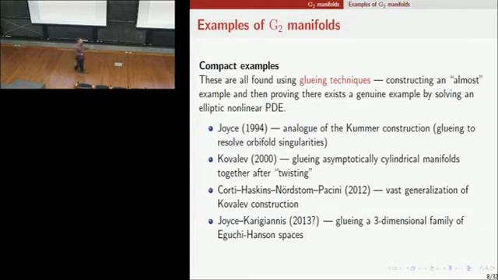So this is another gluing construction. It's a different flavor from the, well, it's still a gluing construction. It's a different flavor from the second and third examples. We glue a family, a three-dimensional family of Iguchi-Hansen spaces.